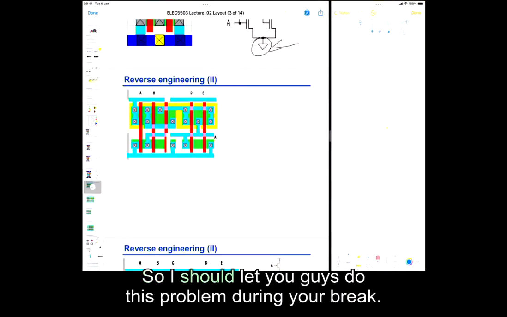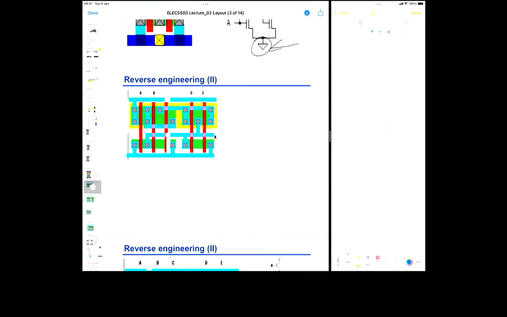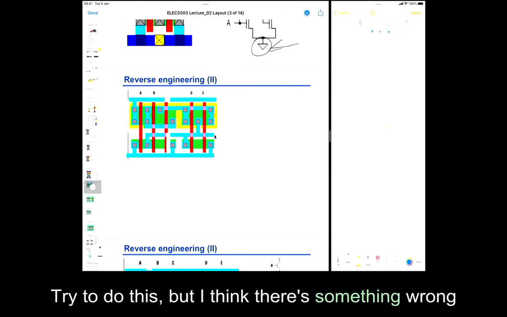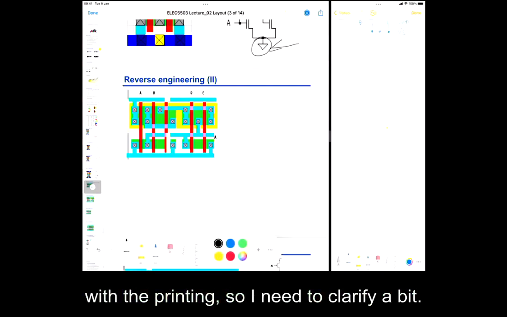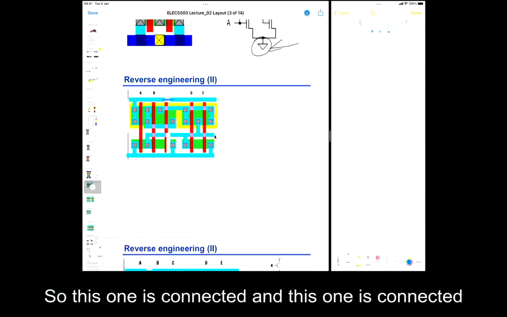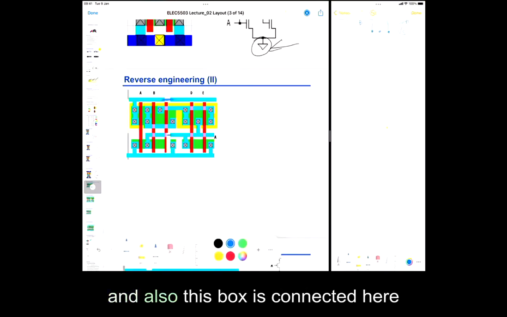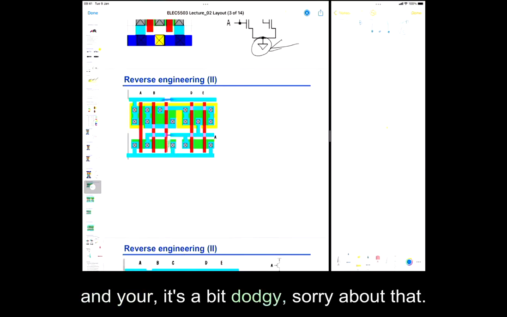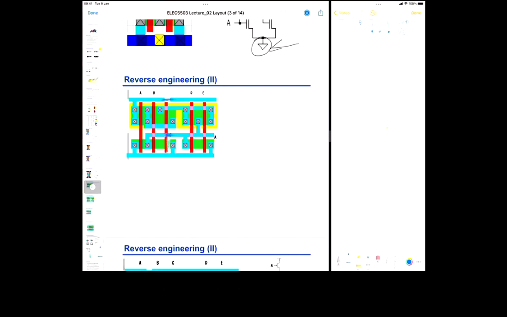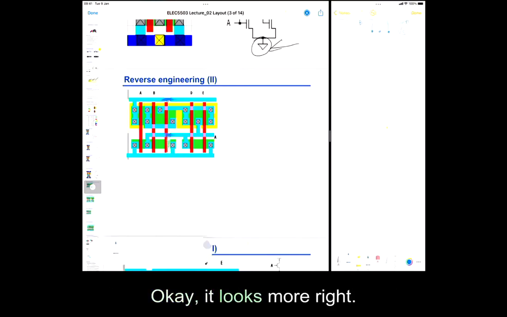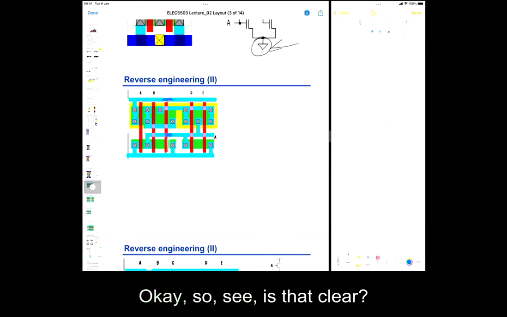I should have let you do this problem during your break. Try to do this, but I think there's something wrong with the printing, so I need to clarify a bit. This one is connected, and this one is connected, and also this box is connected here. It's a bit dodgy, sorry about that. Okay, it looks more right. Is that clear? Yes, the yellow thing is the NWell. So this is your ML.